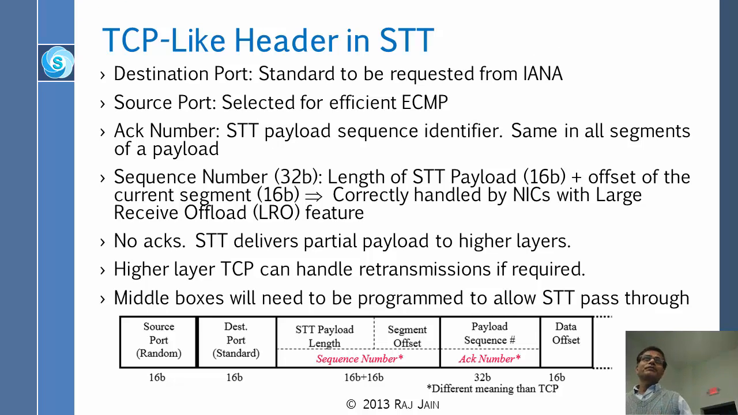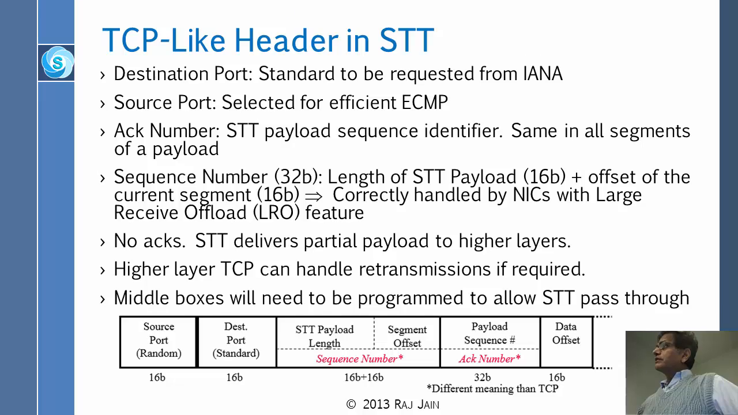STT code or module will reserve that port. Right now it is just not standard. Alright? And so you can use any number as long as both ends know what number to use, that is fine. With the standard, actually nobody else will use that port, and so you will be better off. So source port is selected for efficient ECMP. So source port, as we said, is basically a hash.